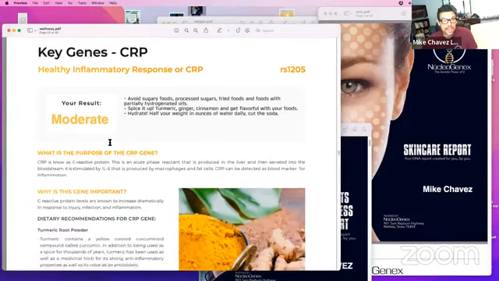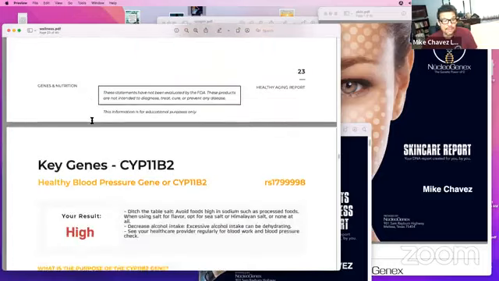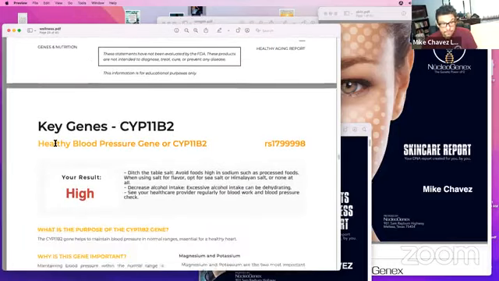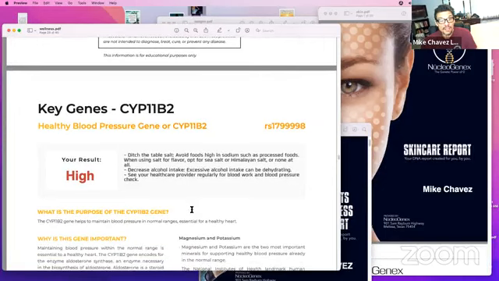So again, this is a yellow one that I got, so I need to really stop and take a look at it. Here's the other one, the CYP11B2 healthy blood pressure gene. This one's high. Ditch the table salt. Avoid foods high in sodium and processed foods. When using salt for flavor, opt for sea salt or pink Himalayan sea salt, or none at all. Decrease alcohol intake. Excessive alcohol intake can be dehydrating. See your healthcare provider regularly for blood work and blood pressure.